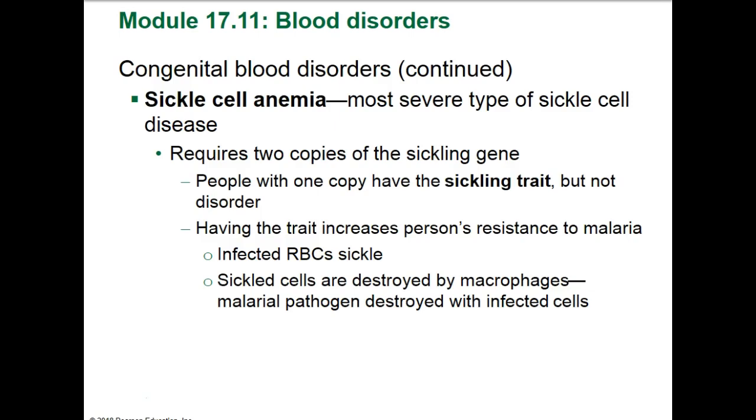What happens is the infected red blood cells will sickle, the sickle cells will be destroyed by the macrophages, and of course along with that the malarial pathogen will be destroyed. So that's why it's actually a benefit to at least have one of the genes in certain parts of the world.